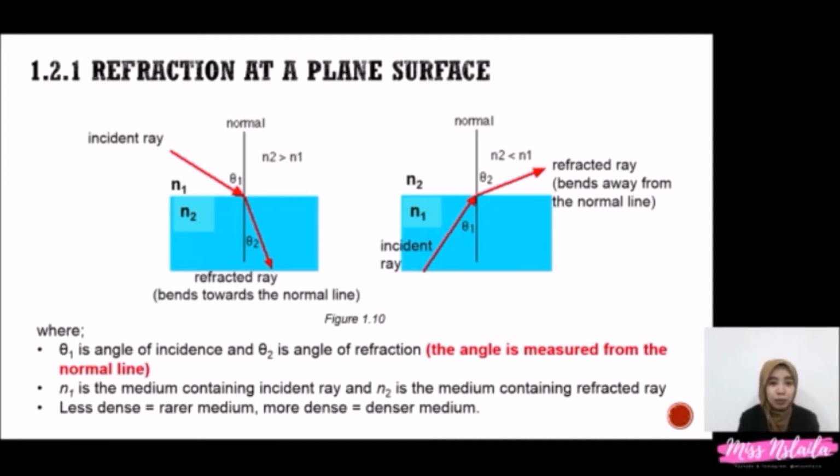Please take note that there will be an angle of incidence and an angle of refraction, where we measure these angles starting from the normal line. So please make sure to sketch the normal line, which is always perpendicular, or 90 degrees, to the plane surface. Remember that N1 is the medium containing the incident ray, while N2 is the medium that contains the refracted ray. In other words, a less dense medium we call a rarer medium, while a more dense medium we call a denser medium.